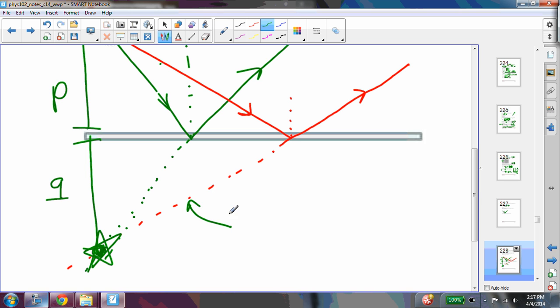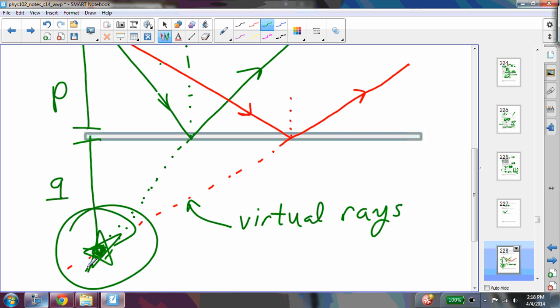By the way, these rays are called virtual rays. They aren't real rays that you can touch and show on a screen or a piece of paper. I couldn't put a piece of paper here and show where these rays are going through space. They're virtual, but they still exist nonetheless in the space of the mirror to produce this virtual image.